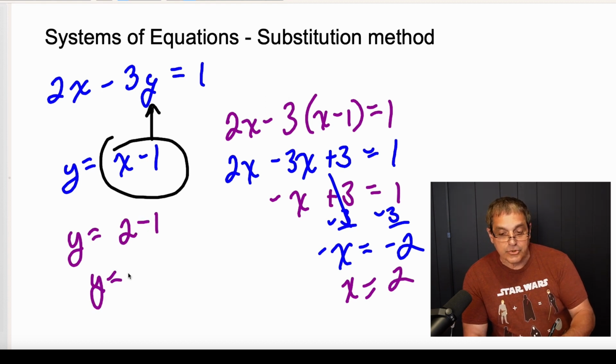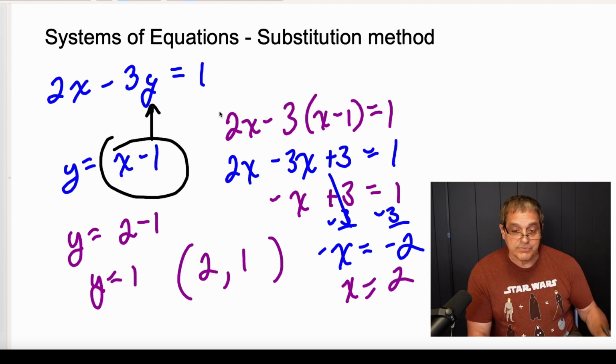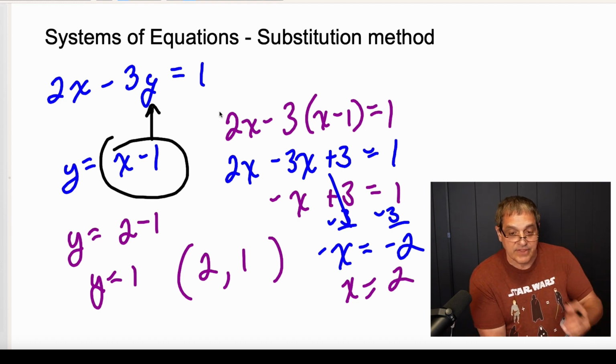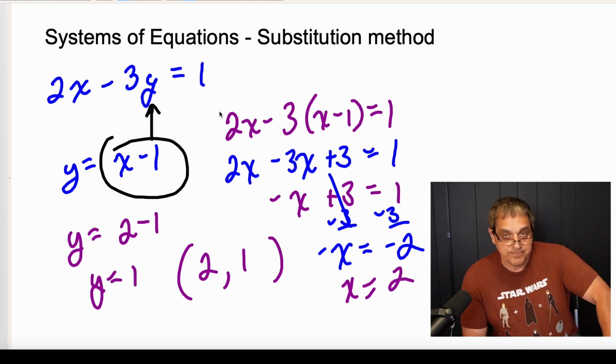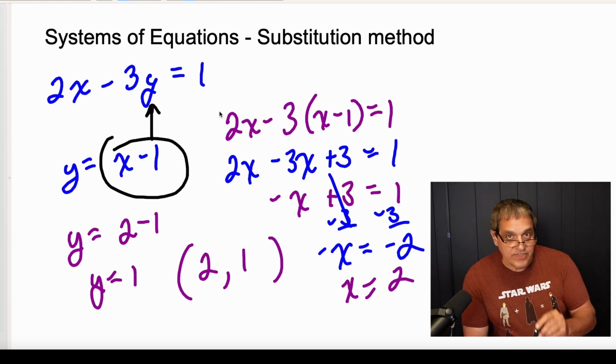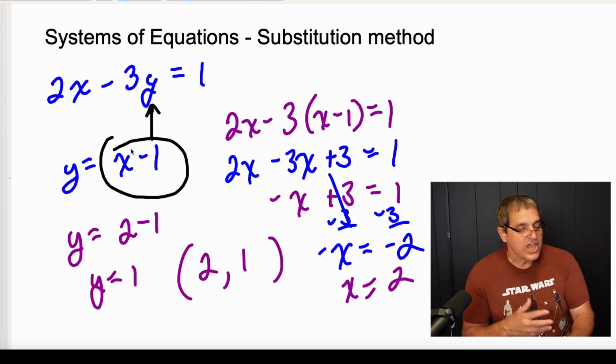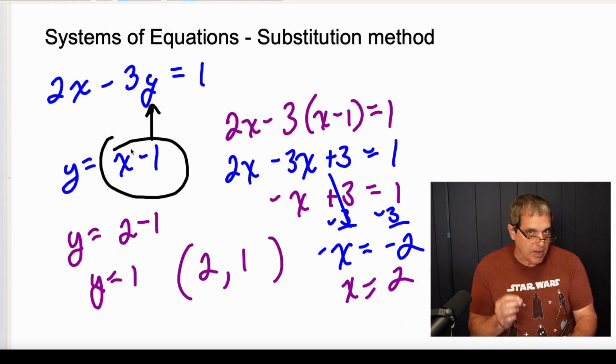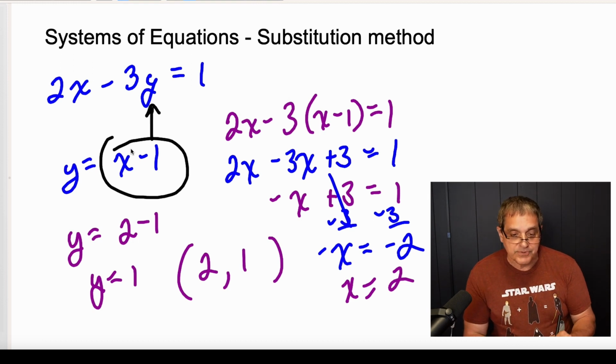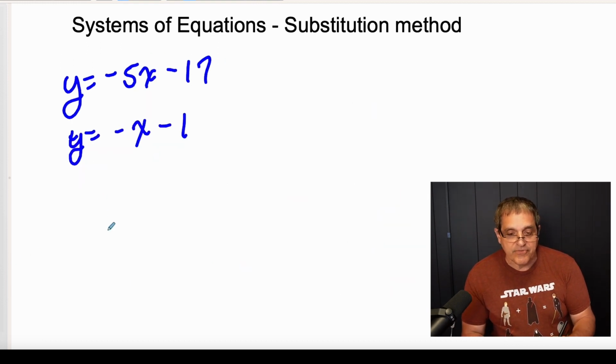So there is my solution, written like an xy coordinate. So my solution is 2, 1, and I have solved the systems of equation in the substitution method for these two equations. Okay? So this is one way that you see systems of equation. Sometimes you'll be given x equals 3, y equals negative 4. Just as easy. You're given the number, just plug it in or substitute. But this type of equation is also substitution.